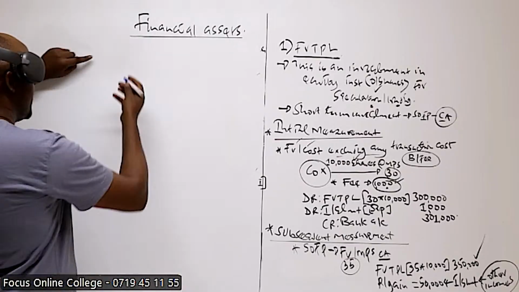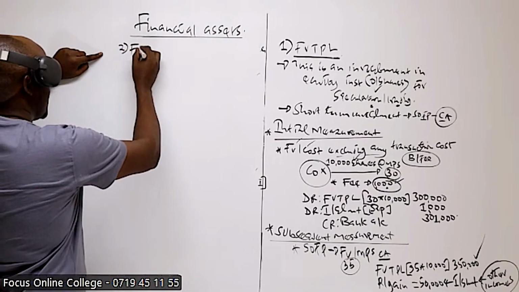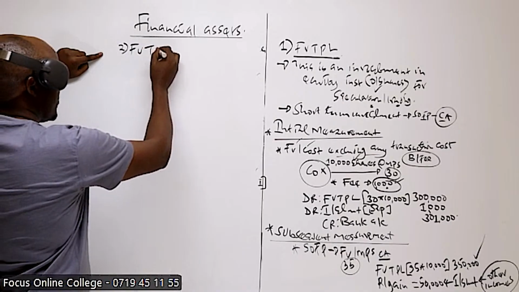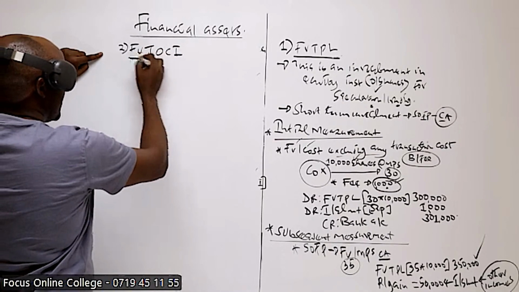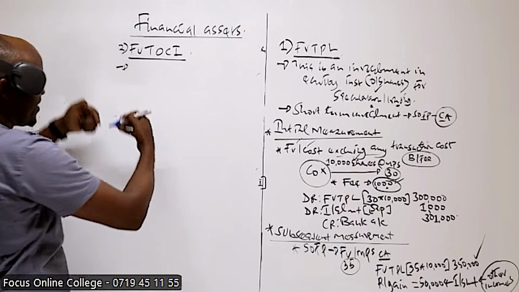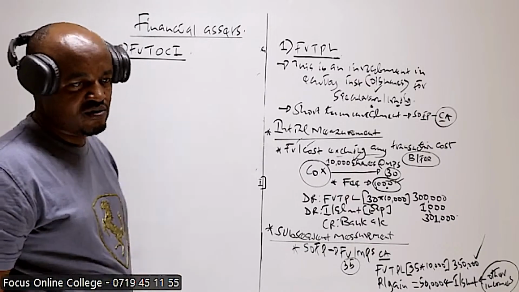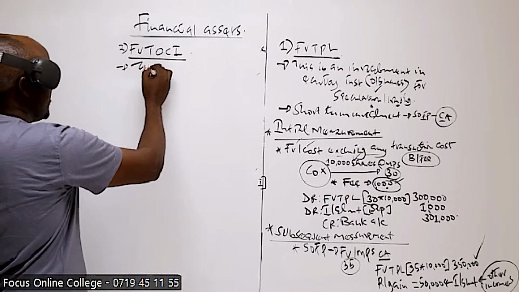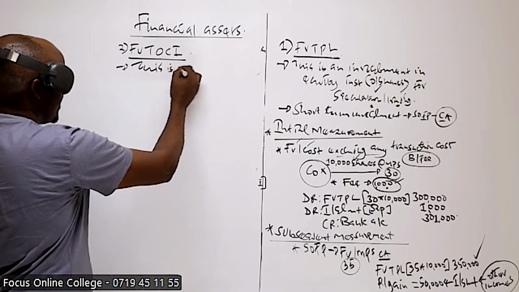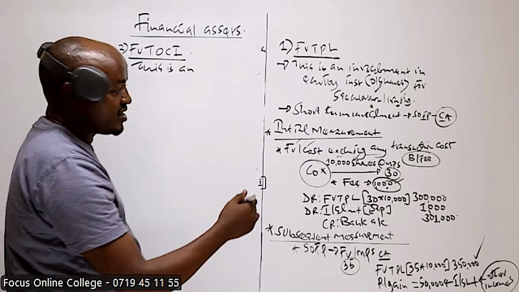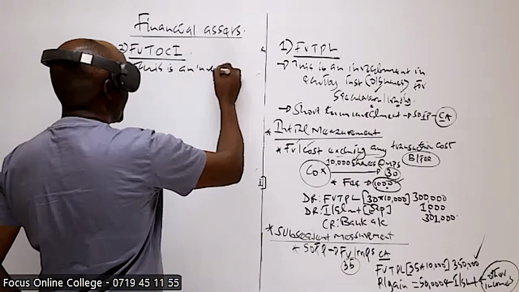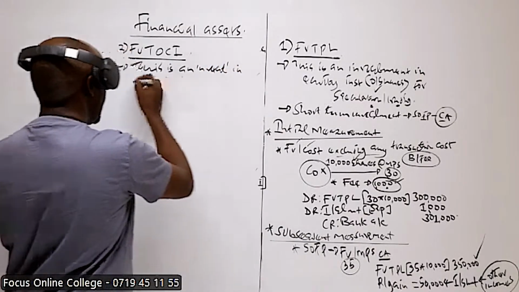So then number 2, we have a financial asset at fair value through other comprehensive income. So what do you mean by financial asset at fair value through other comprehensive income? Equally, this is an investment. This is also an investment in equity instrument.